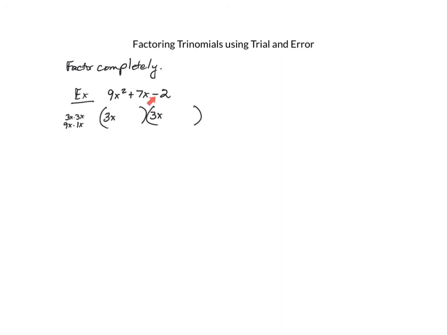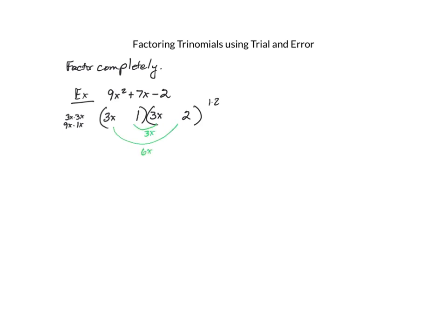Notice this sign is negative here, so I know one sign is plus and one sign is minus. I usually put the differing signs in at the end. So let's try 1 and 2. 1 times 2, it's kind of nice. We don't have much to try there. 1 and a 2 gives us on the outside a 6x and on the inside a 3x.